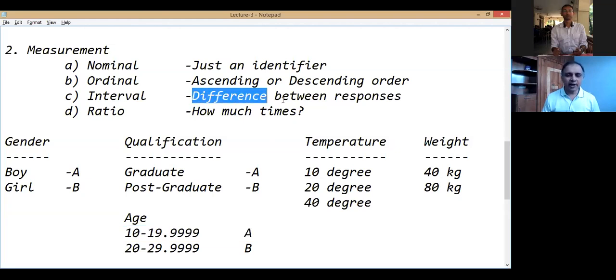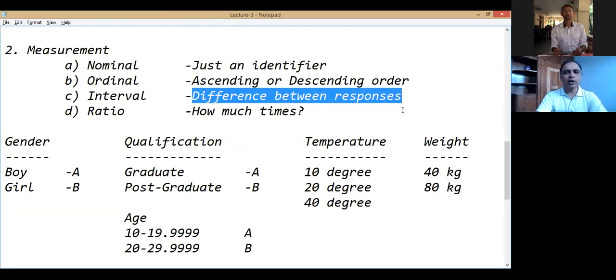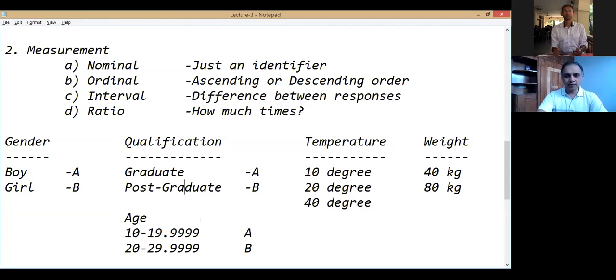In the interval measurement, a third thing comes, that we can compute the difference between the responses. We can quantify. Please look at it once again. There is a graduate, there is a postgraduate. So I can say a postgraduate is more qualified than a graduate, but nobody can specify how much more. Can you put them into quantity? Can you say 3 years more or 4 years more or 2 years more? No, we can't say like that. We can simply say postgraduates are more qualified than graduates, but we can't specify it in terms.